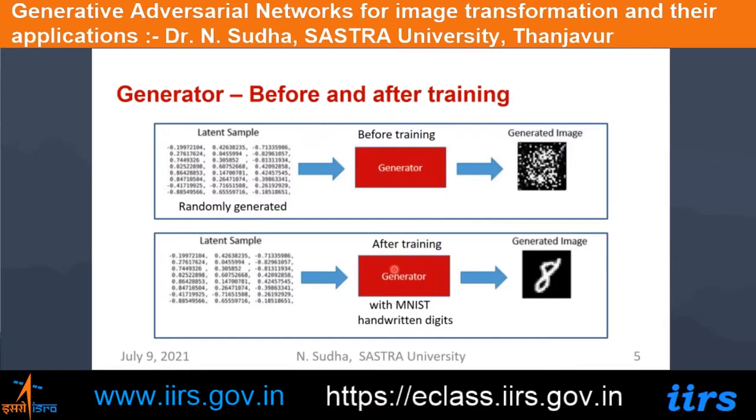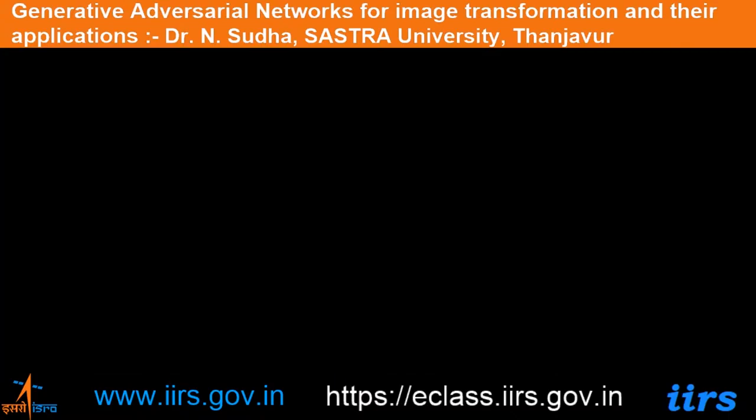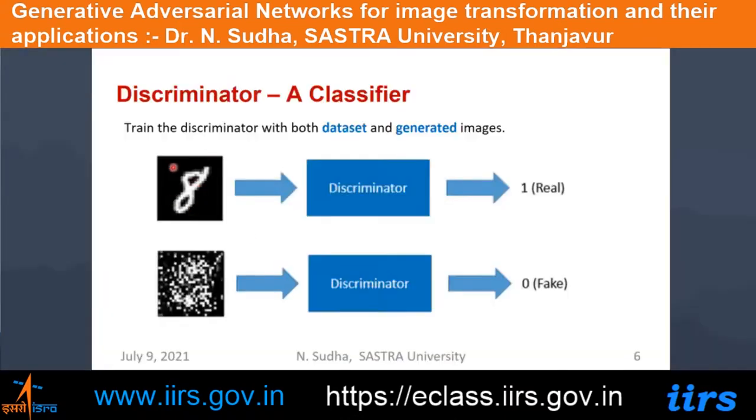And how about the discriminator? The discriminator is a simple classifier. It will not generate an image. It will try to classify the image. So when it receives the real data from the data set, it will say it is 1. And when it receives a fake image from the generator, then it will say fake. So the output will be either 1 or 0. It is trained like that.